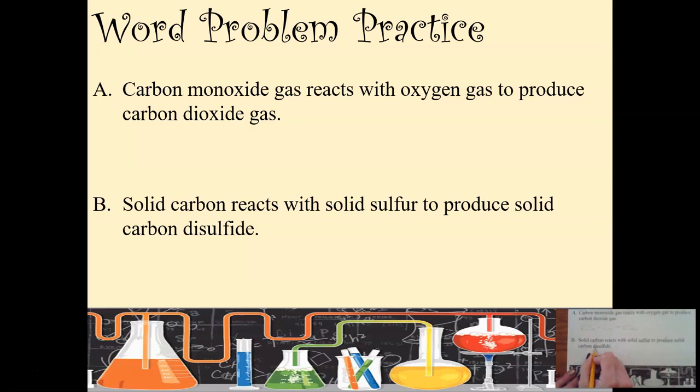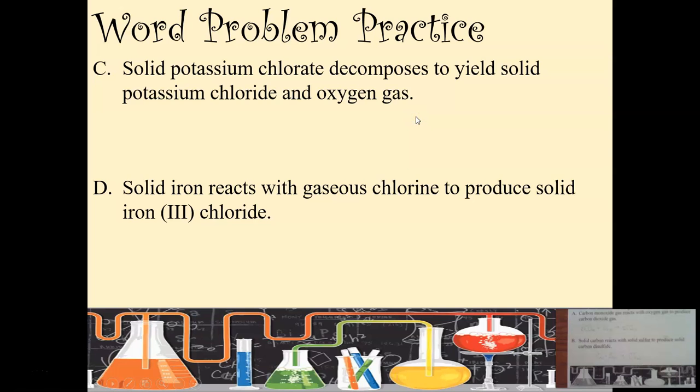Carbon, 2 sulfurs, carbon disulfide. Okay, so I can balance that now. There's 2 sulfurs, 2 sulfurs. Okay, that's it. It's balanced. Some of them are easier than others. All right, let's do some more practice here with word problems.